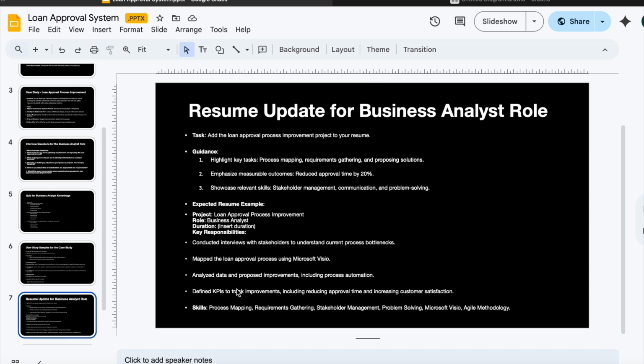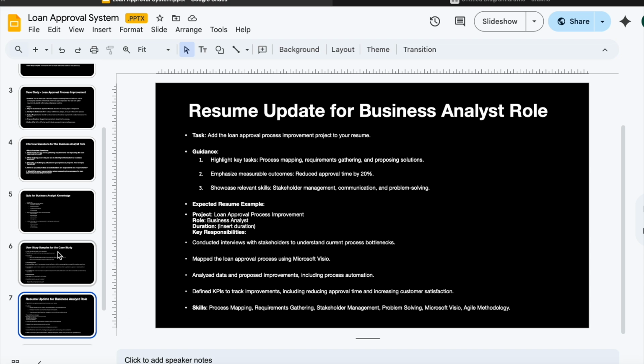Analyzed the data and process improvement, including process automation, right? You can show you measured it through KPIs. Define KPIs to track improvements, including reducing approval time and increasing customer satisfaction. Skills here: process mapping, requirement gathering, stakeholder management, problem solving. Tools: Microsoft Visio, Agile. And if you're writing user stories using Jira or some other tool, you can mention that as well.